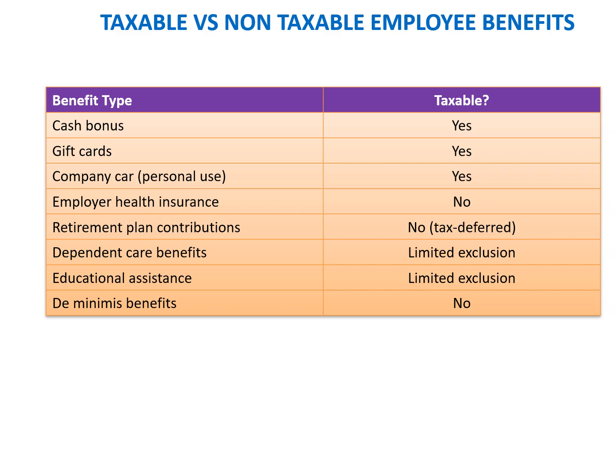So here we have a quick snapshot of what is included as taxable and what is not taxable. Cash bonuses are taxable, gift cards are taxable, personal use of a company car is taxable, employer health insurance is not taxable, retirement plan contribution is not taxable, dependent care benefits are excluded, education assistance is excluded. Likewise, de minimis benefits are not included as part of taxable salary. So with this, we have largely covered all the important concepts of the income category of salary and wages. We'll now step into a quick example covering all the aspects and see how the final tax liability is calculated for salary and wages income.